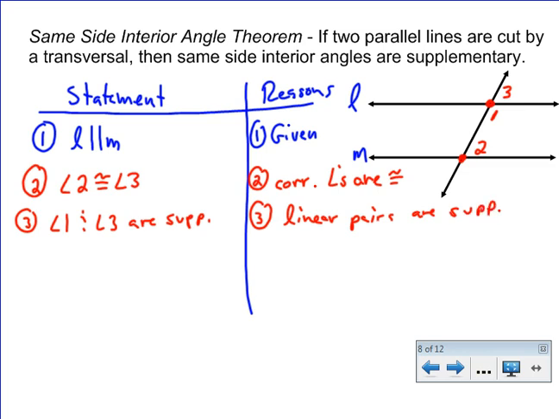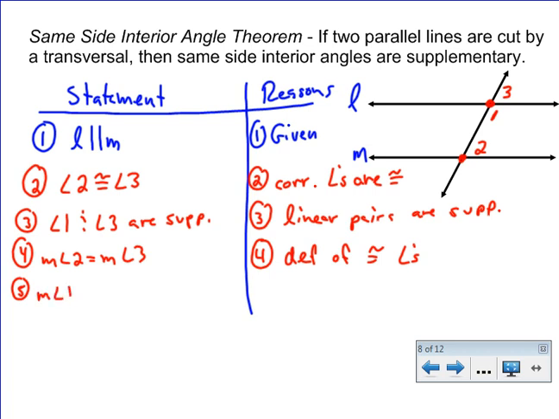Now, my goal is to show that angle 1 and 2 are supplementary, so I need to somehow combine these two statements to do that. Well, to do that, I'm going to have to use some algebra. And so measure of angle 2 equals measure of angle 3. If I do algebra, remember you've got to use the measures of the angles. That's just by definition of congruent angles, which means that if you've got two congruent angles, then the measures of those two angles are the same. I can also then state by definition of supplementary that measure of angle 1 plus the measure of angle 3 equals 180. Right? That's the definition of supplementary angles.